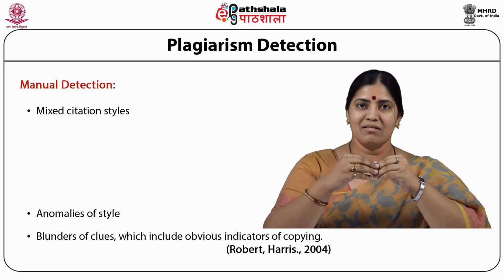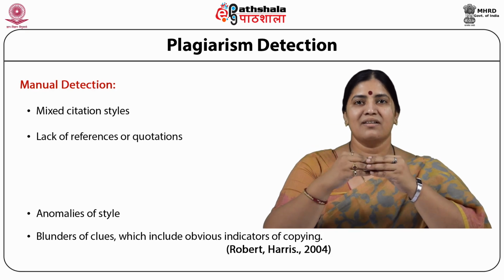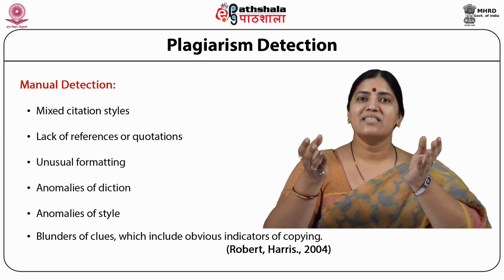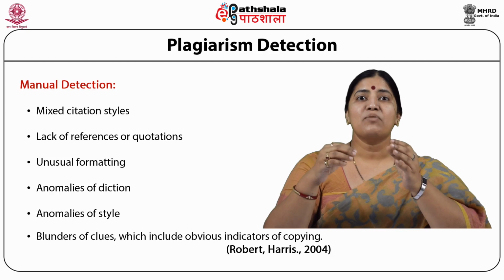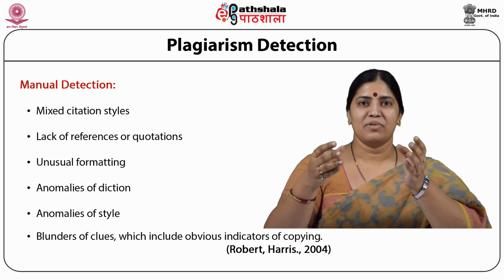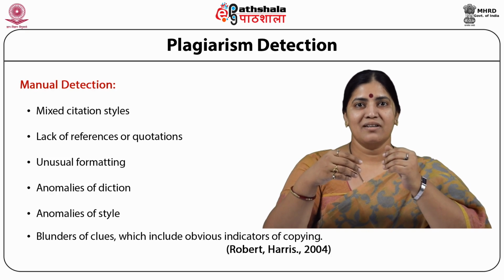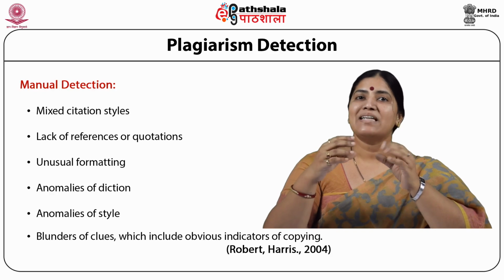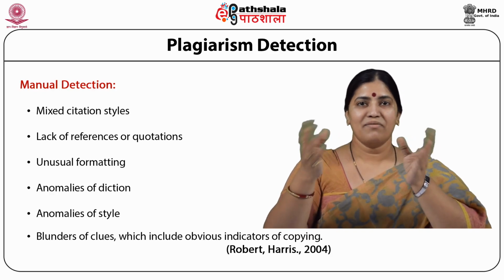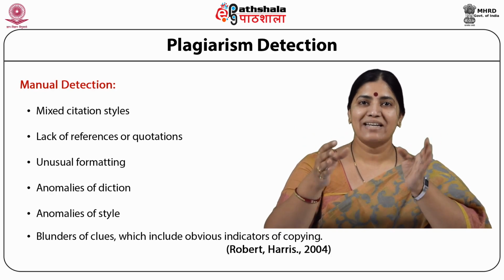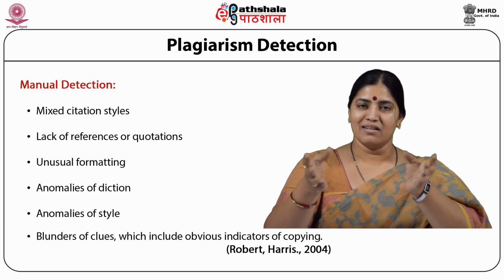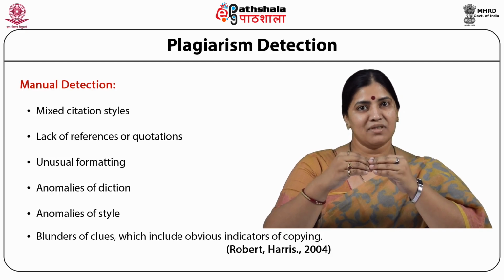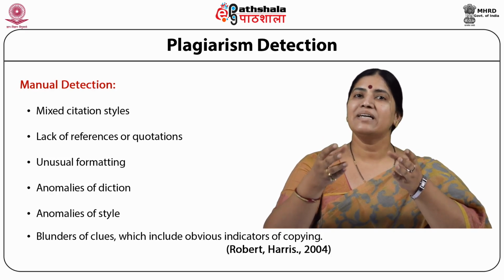The other ways are mixed references, unusual formatting, and anomalies in diction, and different blunders as clues. For example, if a paper has been plagiarized, the cross-references taken from other papers are not properly cited, giving clues for the blunders they have done. This way, the manual detection of plagiarism can take place.